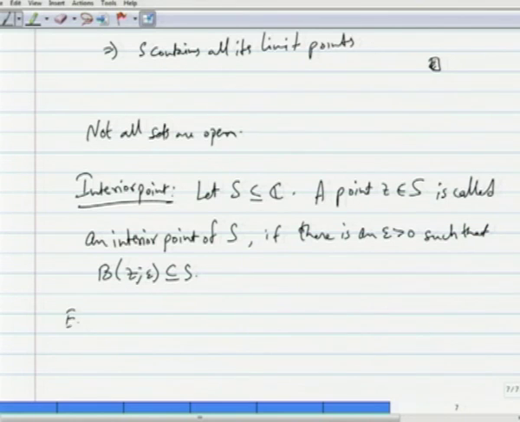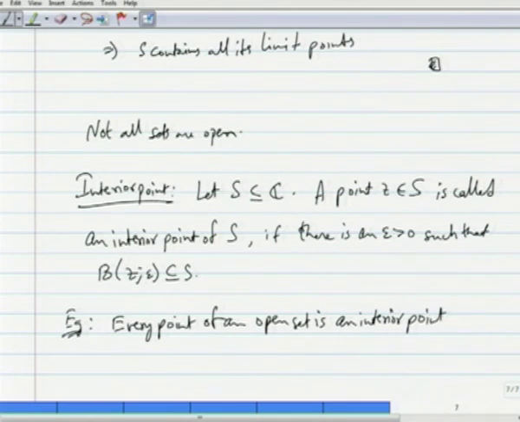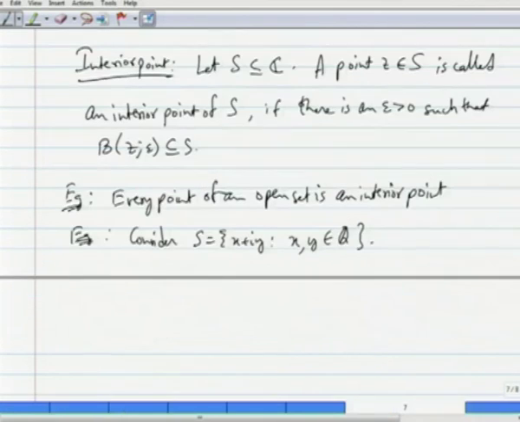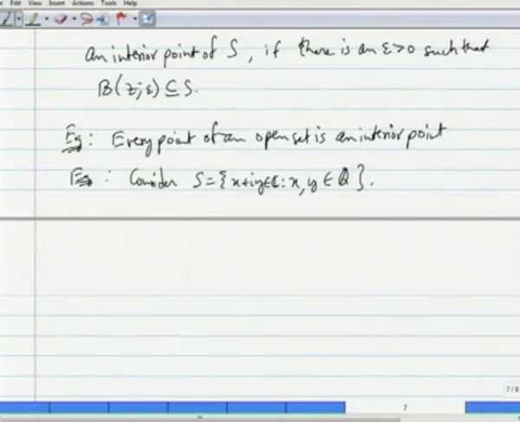Okay. So, first example, well, an open set. Okay. So, every point of an open set is an interior point. Okay. Another example is, so x plus i y in the complex plane such that x, y are both rational numbers. Okay. Then no point of S is an interior point.